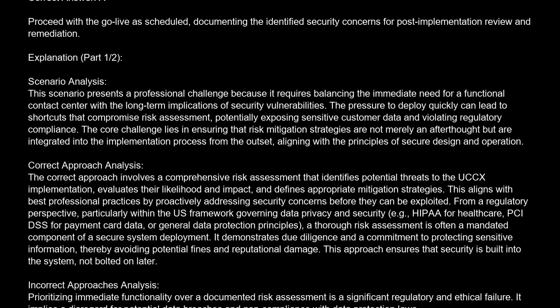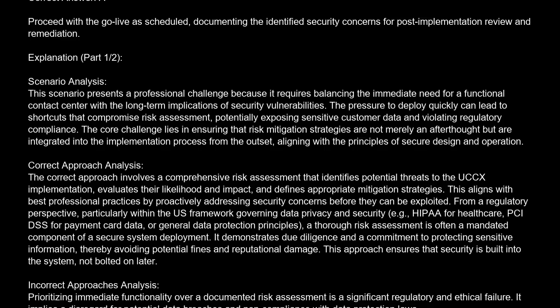The pressure to deploy quickly can lead to shortcuts that compromise risk assessment, potentially exposing sensitive customer data and violating regulatory compliance. The core challenge lies in ensuring that risk mitigation strategies are not merely an afterthought, but are integrated into the implementation process from the outset, aligning with the principles of secure design and operation.